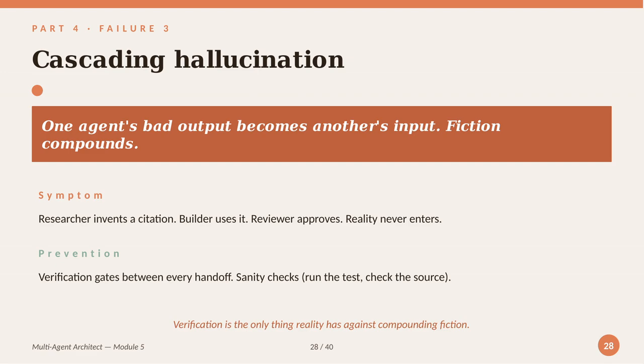Sanity checks that touch reality. After the researcher returns a citation, verify it against an actual database of papers. After the builder writes a diff that uses an external API, run a smoke test against the API to confirm it behaves the way the diff assumes. After the reviewer approves a security claim, dispatch a verifier that runs a fuzzer or a known attack vector. Verification is the only thing reality has against compounding fiction. Without it, hallucinations propagate and reinforce themselves until the user catches the lie. By then, you've burned trust.